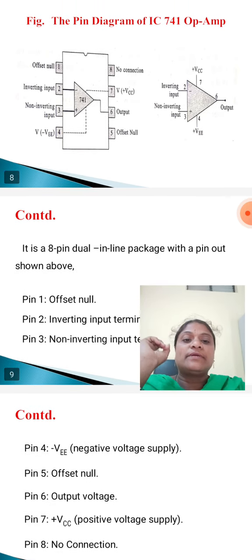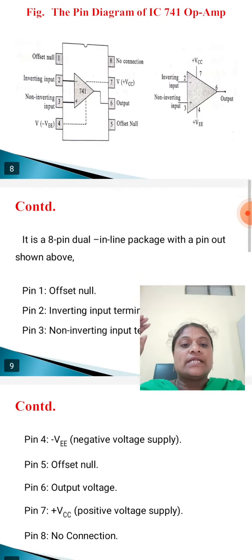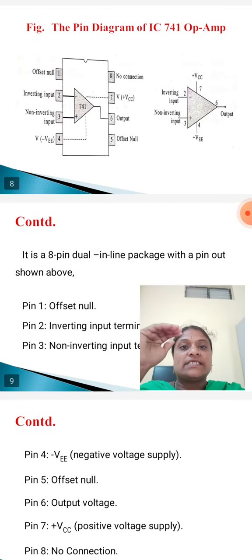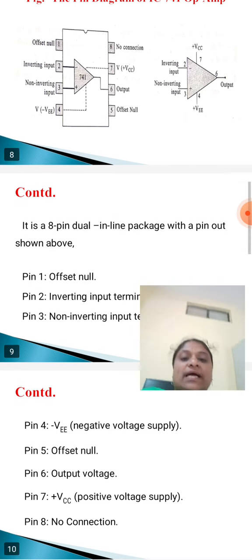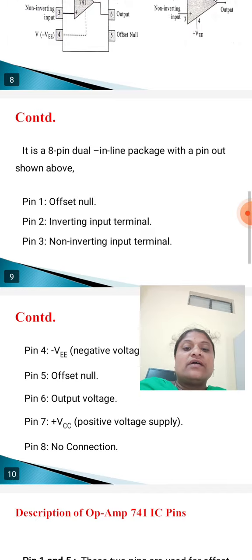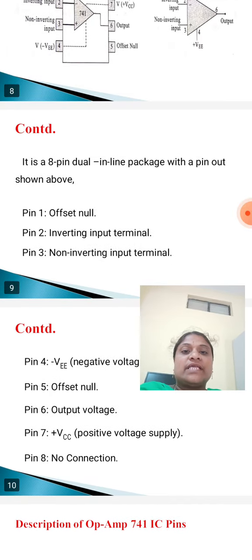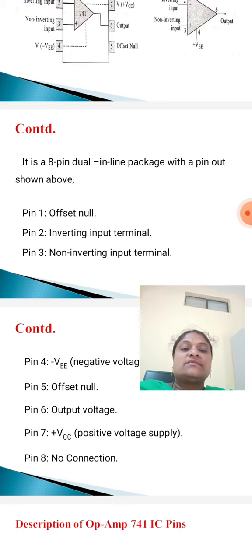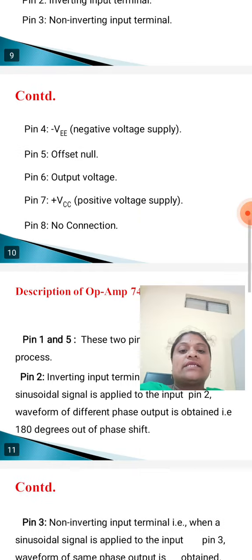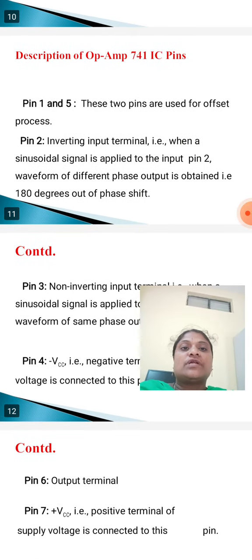And the last pin, pin 8, has no connection. So why is it there? This is a supporting pin. It is used for the purpose of balancing. Okay, so these are the pin descriptions of the op-amp IC741, discussed one by one.